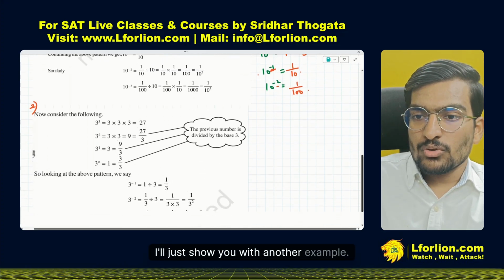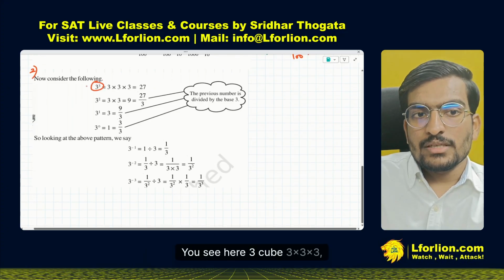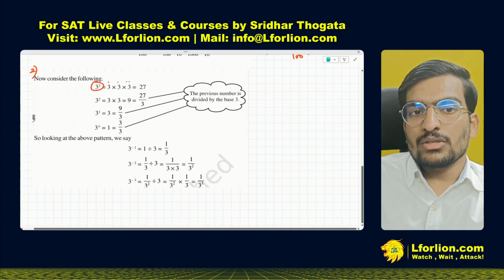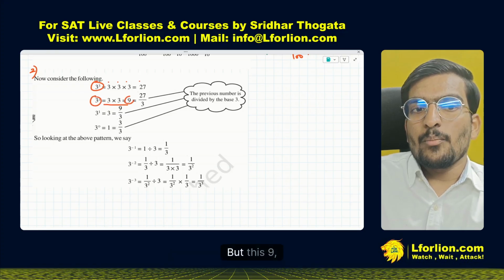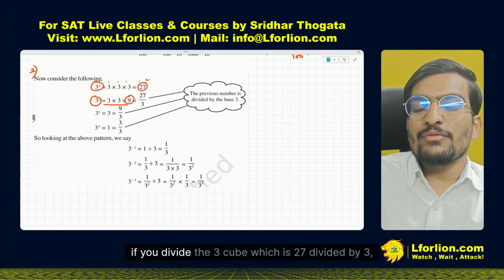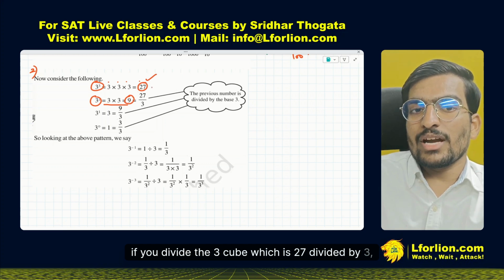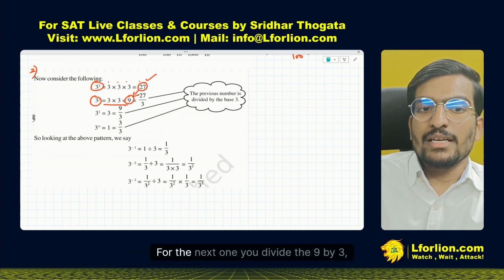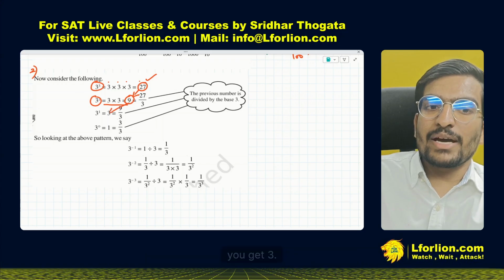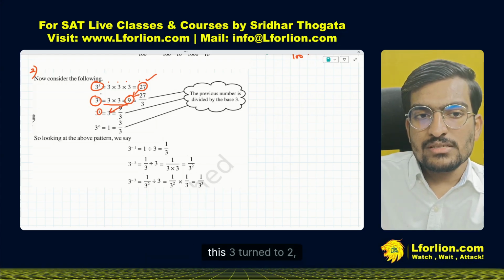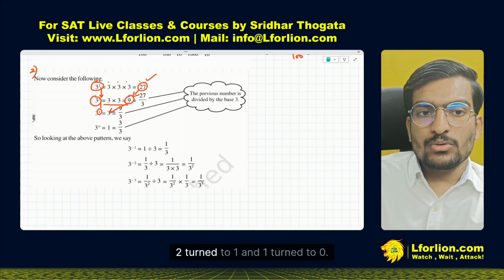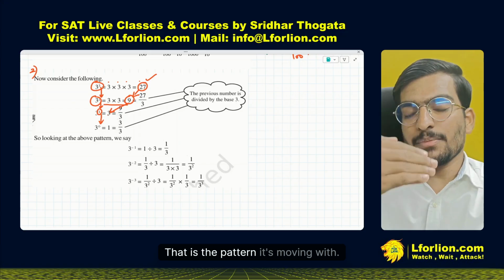I'll just show you with another example. You see here, 3 cube, 3 into 3 into 3, which is 27. 3 square, which is 9. But this 9, if you divide the 3 cube, which is 27, by 3, you get 9. For the next one, you divide the 9 by 3, you get 3. And you also see this 3 turned to 2, 2 turned to 1, and 1 turned to 0. Keep on subtracting 1. That is the pattern it's moving with.